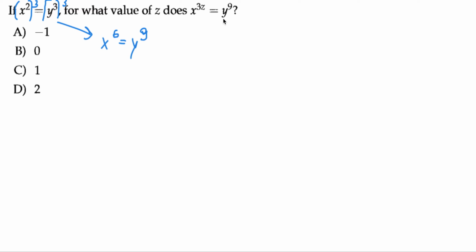After that, we can use the method of substitution. Instead of y to the 9, we can plug in x to the 6. So x to the 3z will equal what? x to the 6th power, right? And as you know from the rules of radicals and exponents, when the bases are the same, we can eliminate the bases.